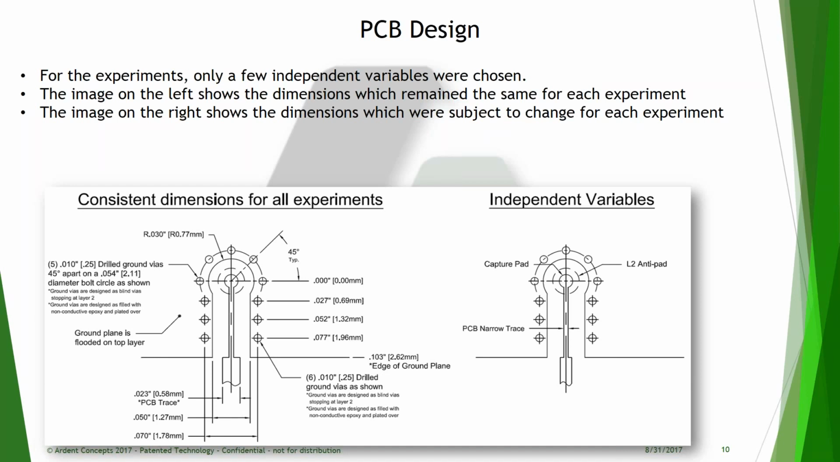On the right, we're looking at the independent variables, and what we changed from experiment to experiment was the capture pad, the reference layer or L2 anti-pad, and the PCB narrow trace, which is the portion of the PCB trace that enters into the TR footprint.